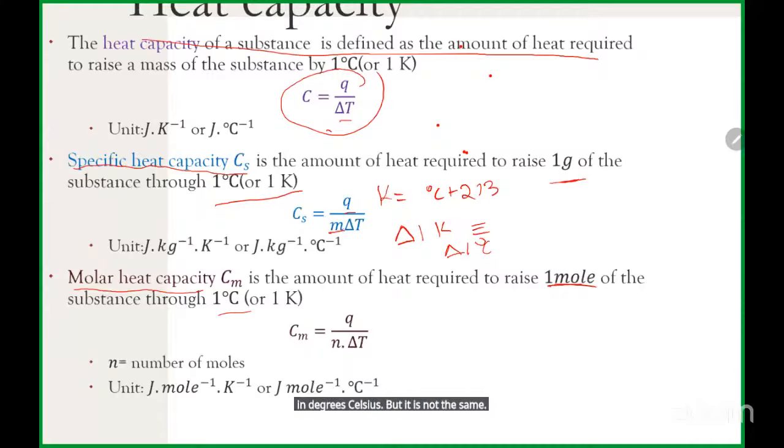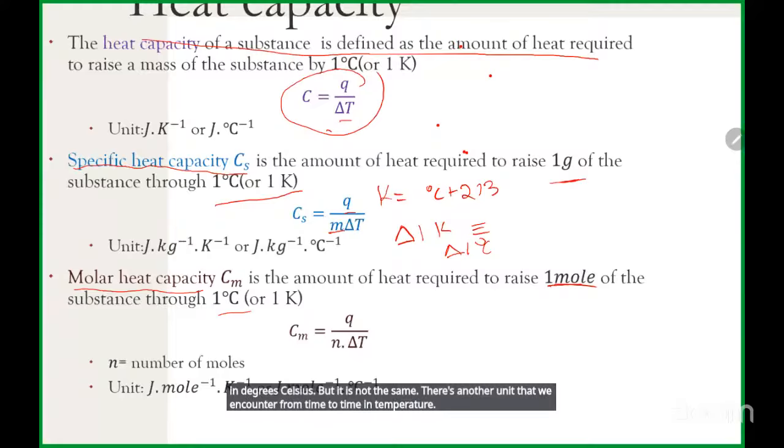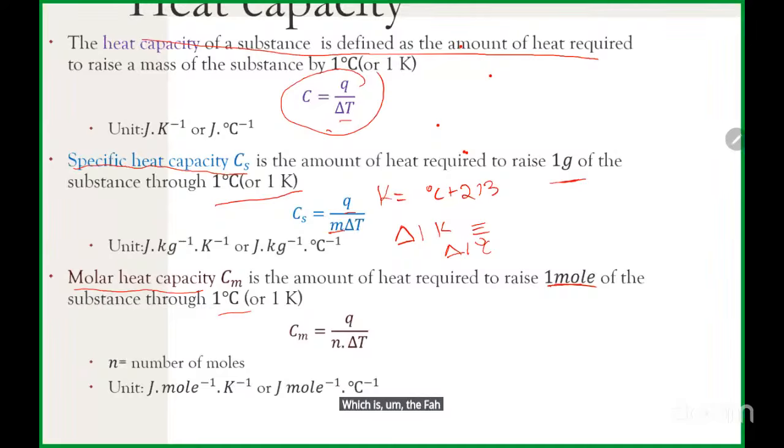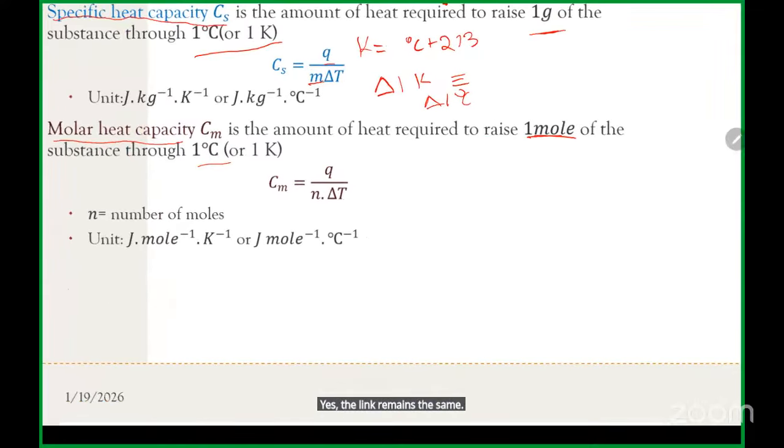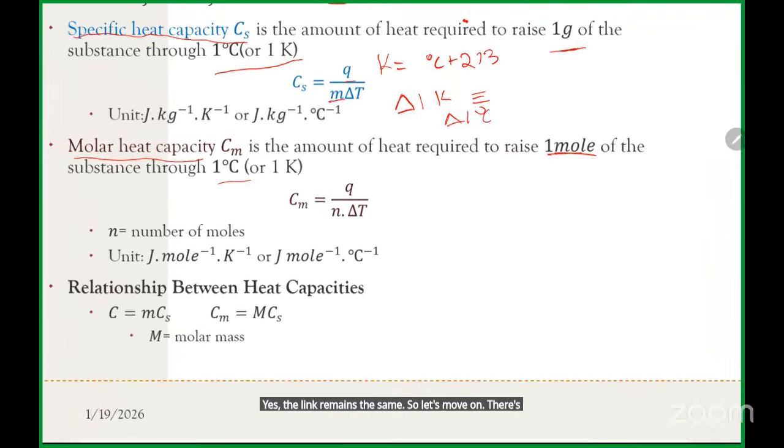There's another unit that we encounter from time to time in temperature, which is the Fahrenheit. It is not the same as that. Yes, the link remains the same. So let's move on. There's a relationship between all these three.